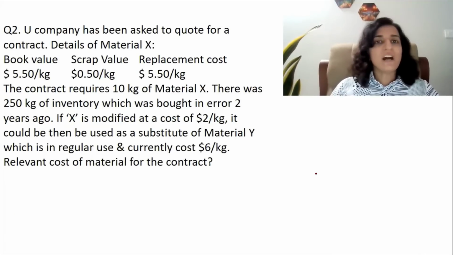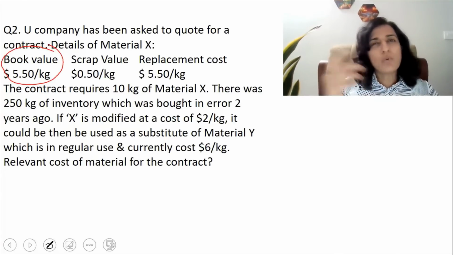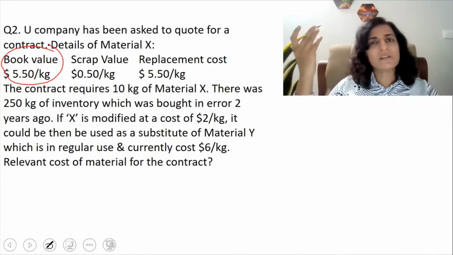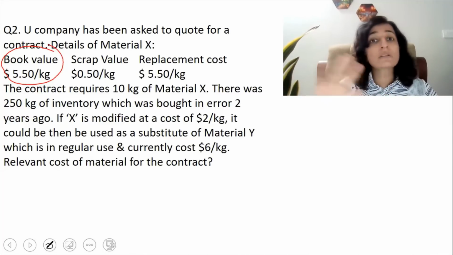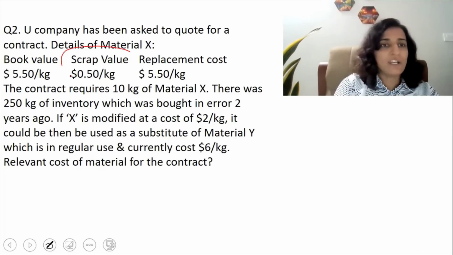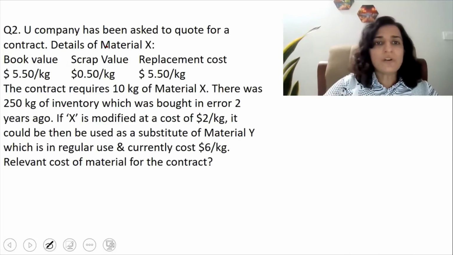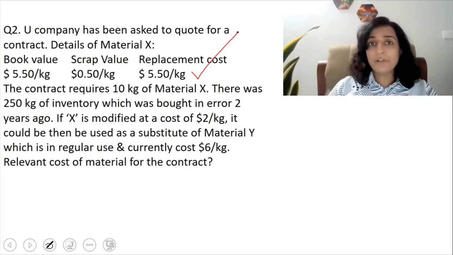Question number 2. U company has been asked to quote for a contract. Details of material X. Book value is $5.5 per kg. Book value is nothing but a past cost, a sunk cost. So completely ignore, it is not relevant. Scrap value is $0.5 per kg. Okay, so that is one use of material X. Scrap value of $0.5 per kg. The replacement cost is $5.5 per kg, which is nothing but the purchase cost.